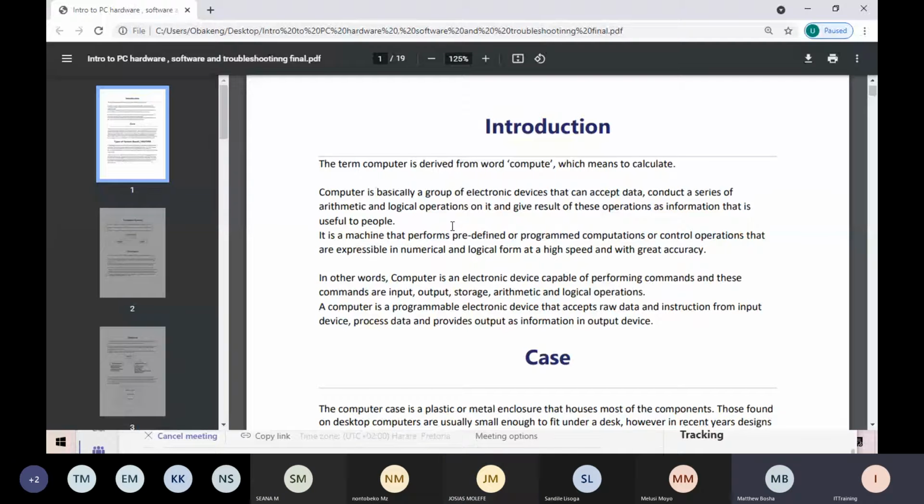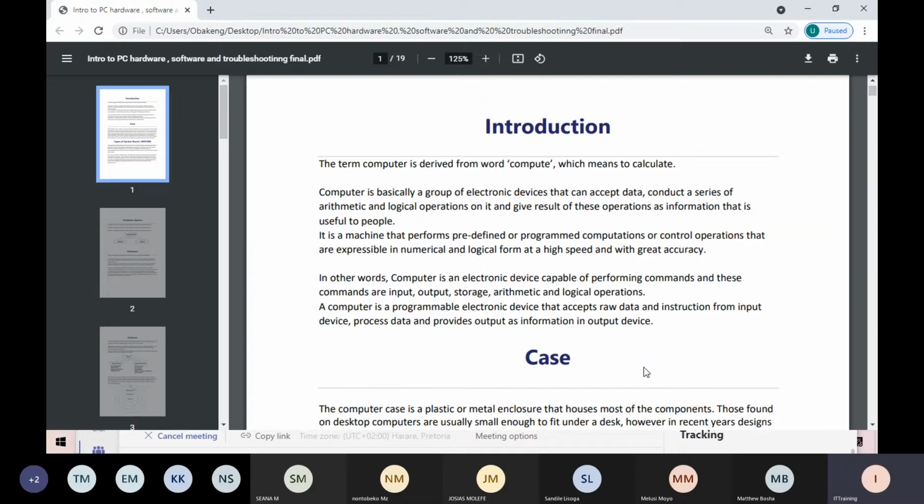Okay. So how I prepared this was, I did not include any pictures because I was going to use the internet for us to see pictures while we're discussing it. So welcome guys, here I am, at least finally. Welcome to the introduction of PC hardware, software, and troubleshooting.